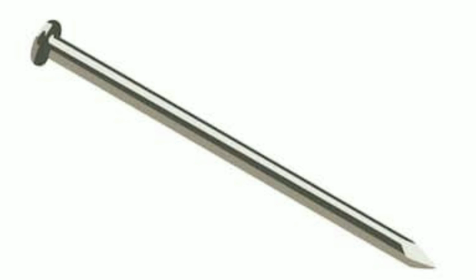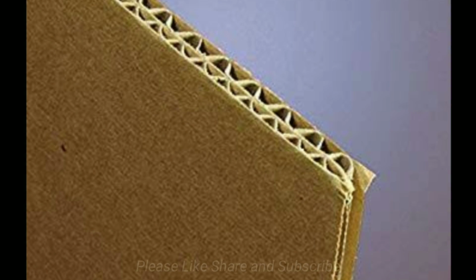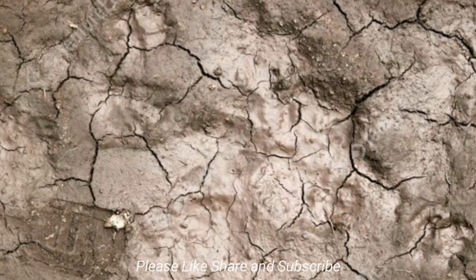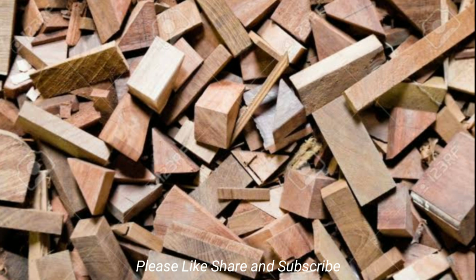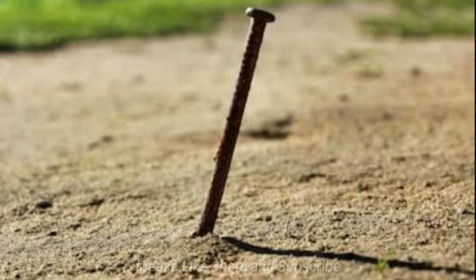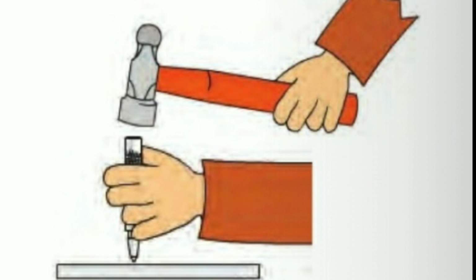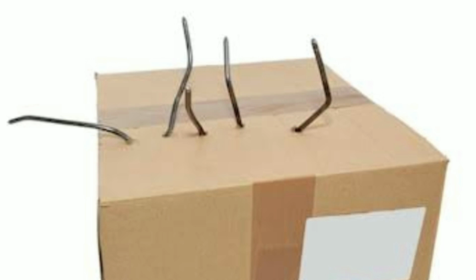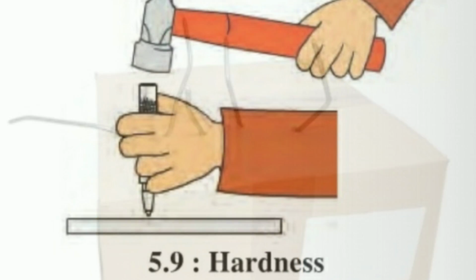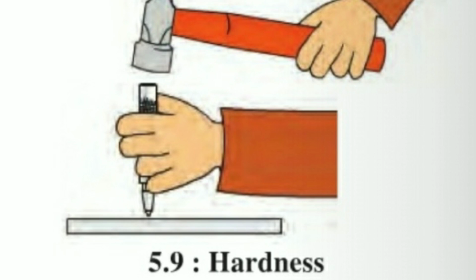Take an iron nail, and try to pierce a cardboard sheet, wet mud, and a piece of wood using the nail. What happens? The nail easily pierces wet mud, but not the piece of wood. It can pierce the cardboard sheet with some effort. Why does this happen? The hardness of a substance is determined by how much resistance it offers to the substances being pushed through it.